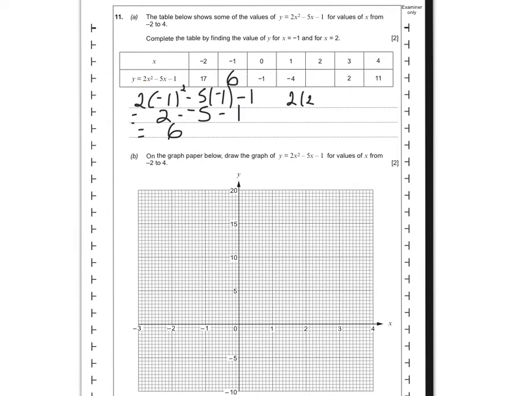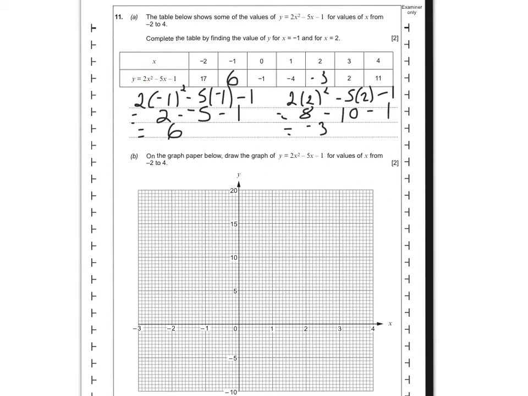So 2 lots of 2 squared minus 5 lots of 2, take away 1. This is a little bit easier. 2 squared is 4. 2 times 4 is 8. Take away 5 lots of 2 is 10. Take away 1. So I've got 8 take away 10. That gives me -2. Take away another 1 gives me -3.